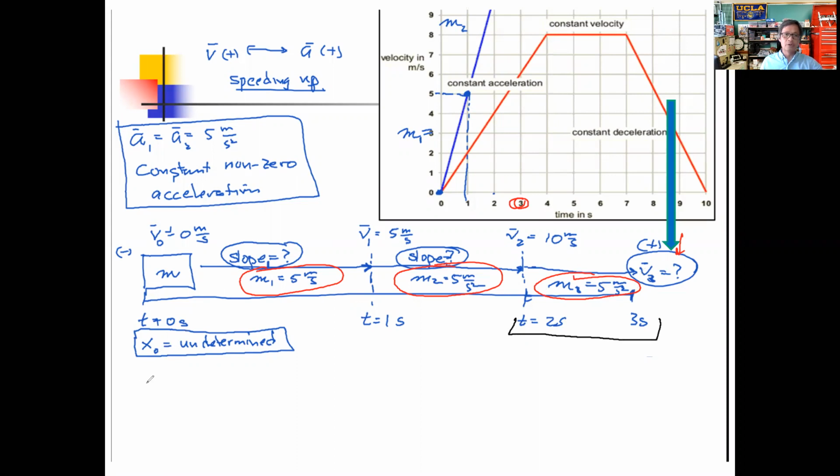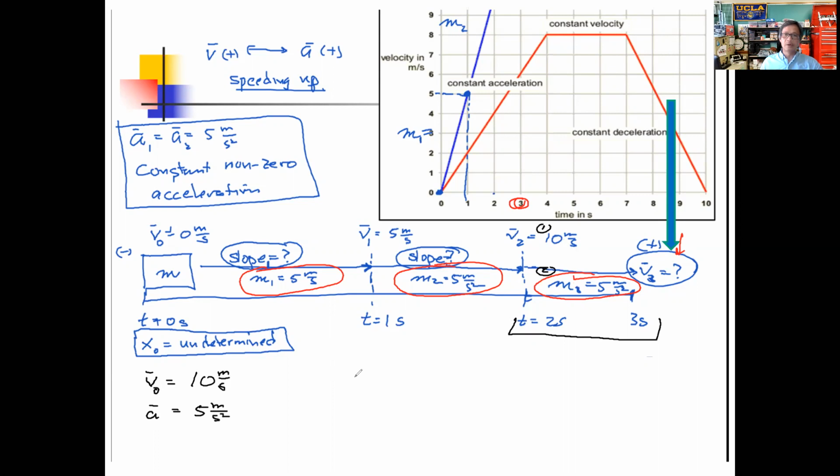So what do we know? We know the initial velocity at that time interval. The initial velocity then is 10 meters per second. Okay, what else do we know? We know the acceleration. Okay, so the slope here represents the acceleration. We know that the acceleration is constant, and we know that the acceleration is 5 meters per second squared.